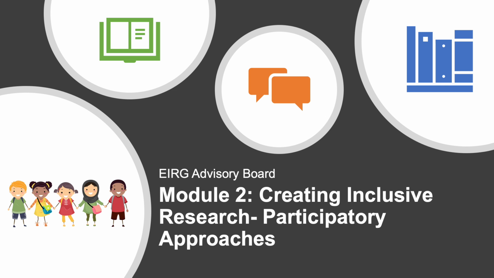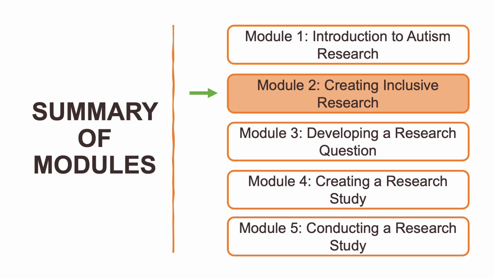In this module, we will discuss how to create inclusive research using participatory approaches. In the last module, we learned about what research is and how the history of autism research has sometimes led to biased, harmful, and ineffective supports for autistic people. In this module, we will learn about how to include the community in the research process to help correct these biases. This inclusive approach to research can be called a participatory approach.